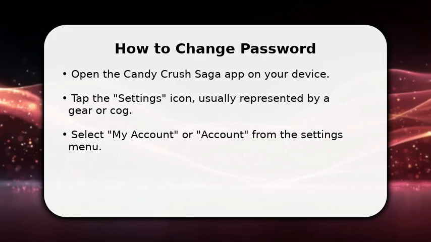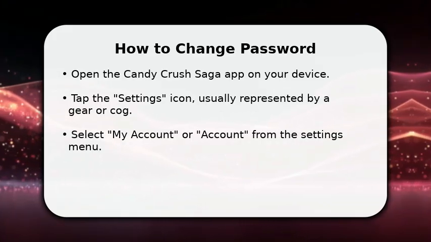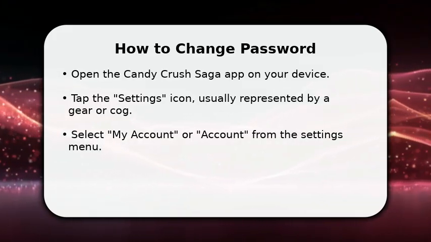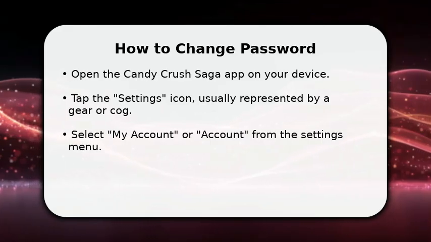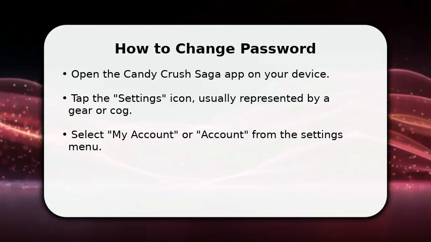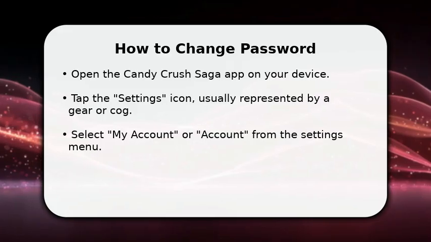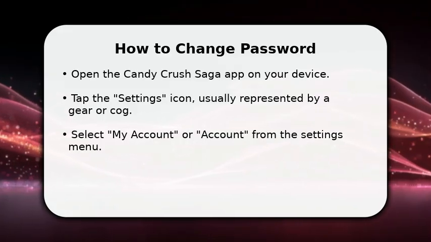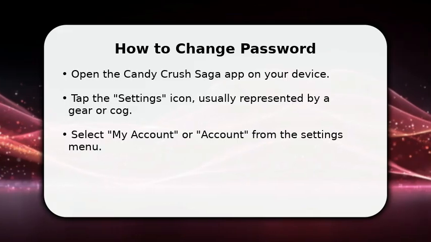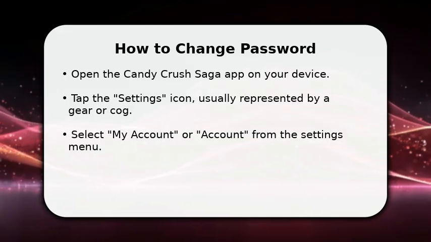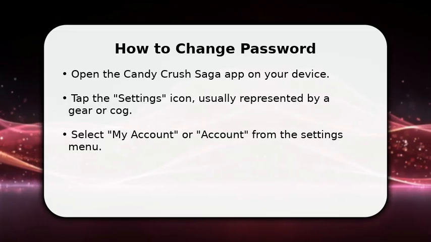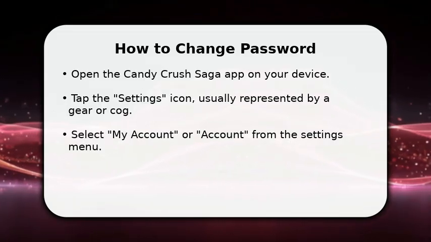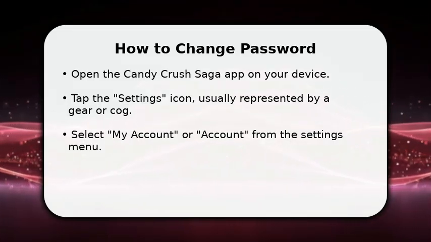First, open the Candy Crush Saga application on your mobile device. Once the app is loaded, locate and tap the settings icon, which typically looks like a small gear or cogwheel. From the menu that appears, select the option labeled My Account or simply Account to access your profile settings. This is the initial step to securing your game.